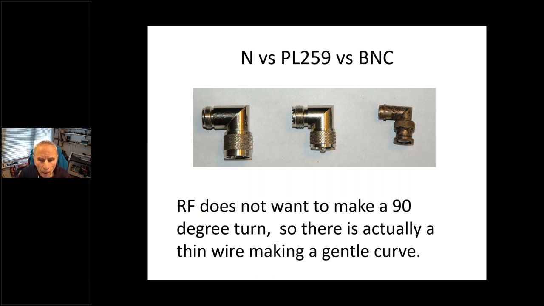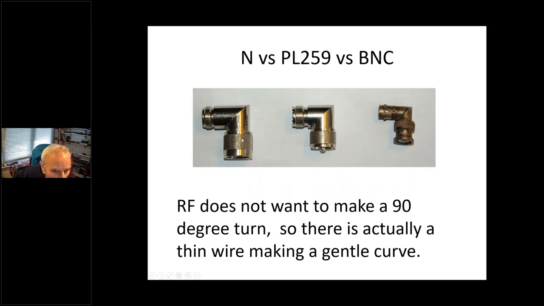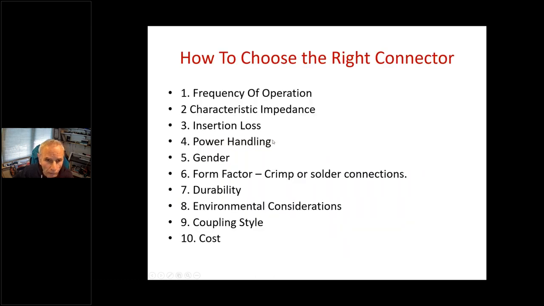RF does not want to make a sharp right angle because RF needs to be traveling in a path that's totally uninterrupted. So I just wanted to point out that in a right angle connector, although it's called a right angle connector, actually within the cable is a very thin cable making a very gentle bend through here. And again, does it affect everything? Yeah, for this minor distance, yeah, but it's not a problem. And of course, the cable that's in here would have to be sufficient for the power that you're running. But basically, a gentle sweep, no 90-degree angles in RF.